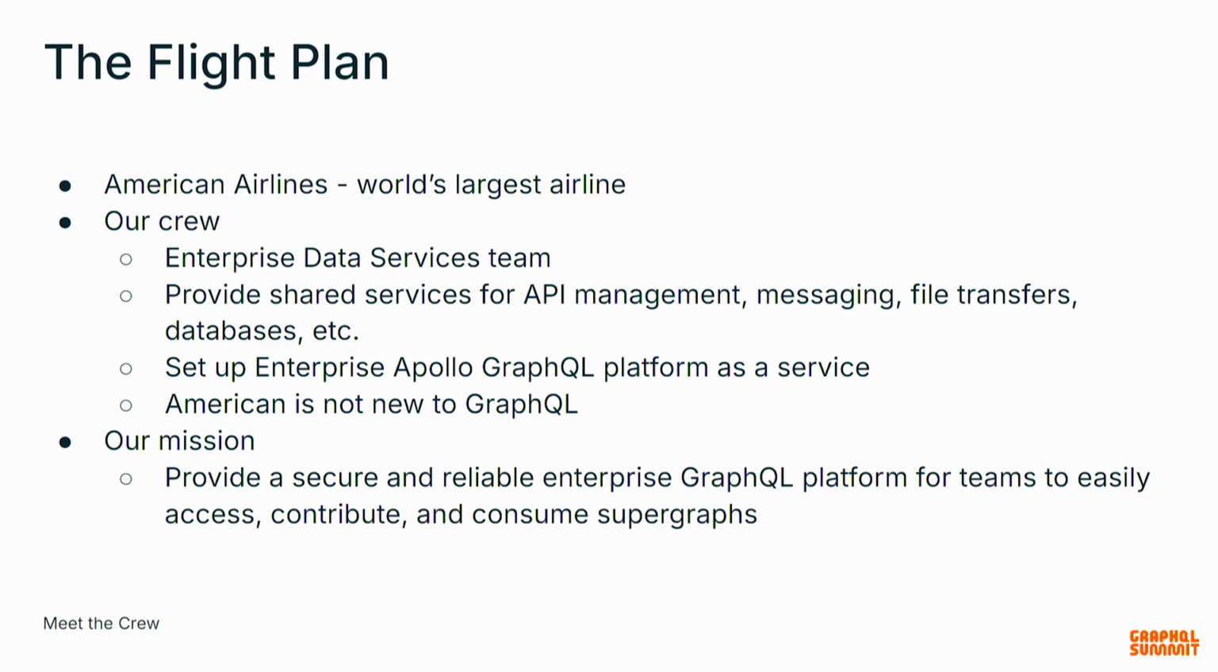Let's meet the team. So we're American Airlines. We're the world's largest airline operating the largest fleet, and we serve nearly 6,700 flights a day to around 350 destinations. Specifically, we're from the Enterprise Data Services team for American, and we provide shared services that are vital for the airline. In regards to API management, MQ messaging, file transfers, databases, data transformation, anything that has to do with movement of data, we deal with that.